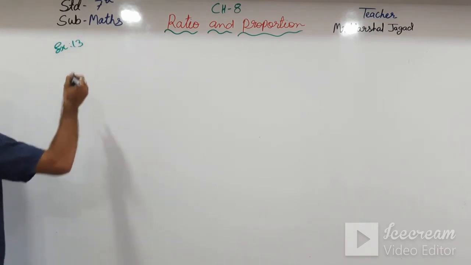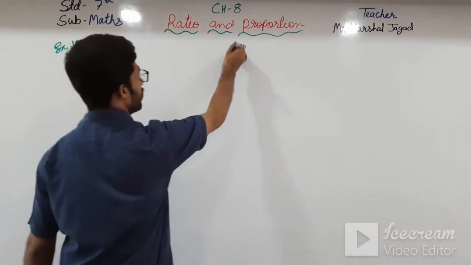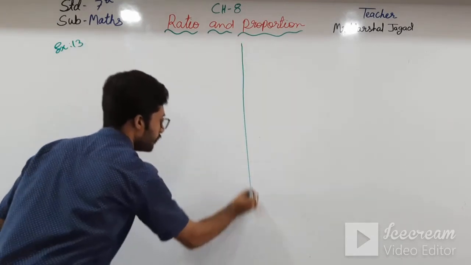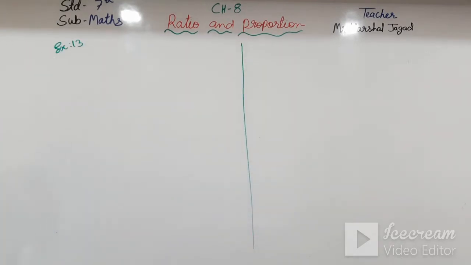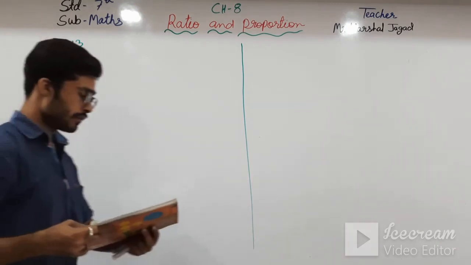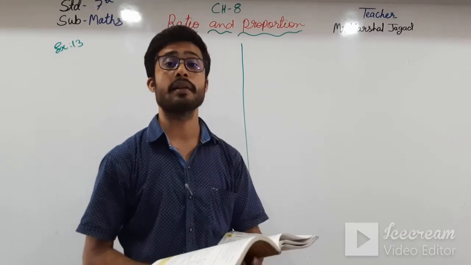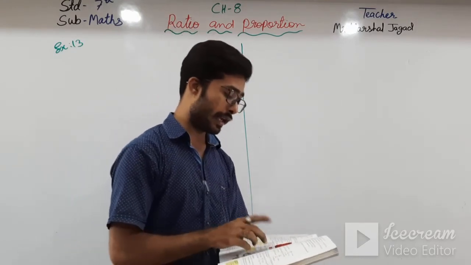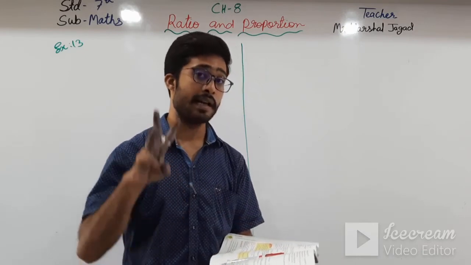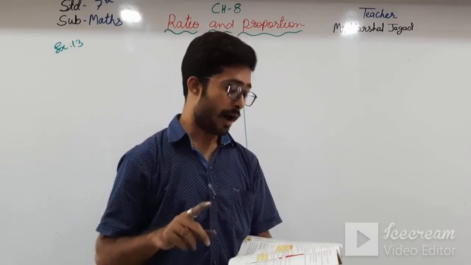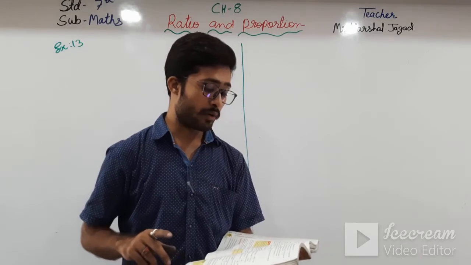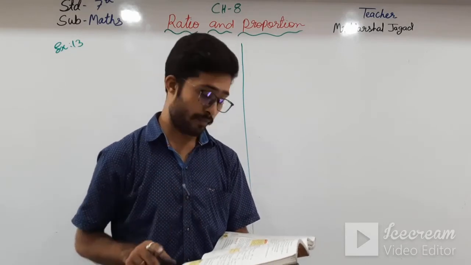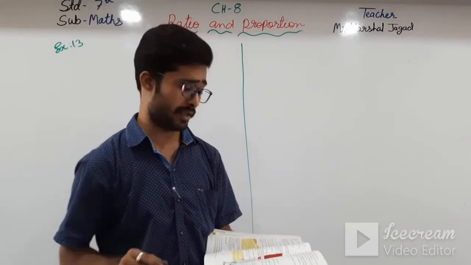Example number 13. Here they have said that if a train covers 120 kilometers in 3 hours, how much time would it take to cover 150 kilometers at the same rate?